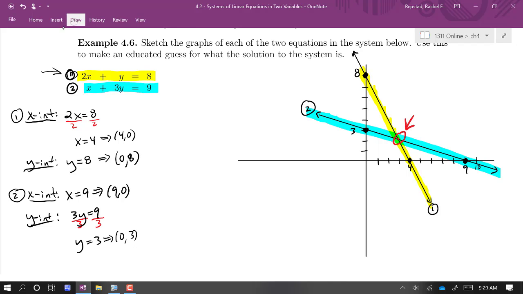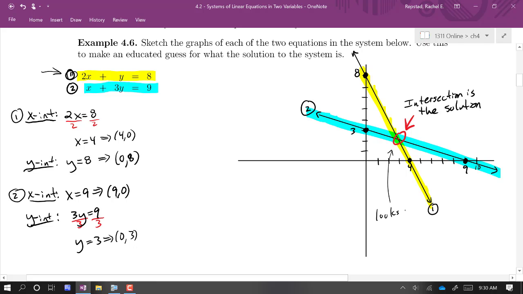So geometrically, we have this concept now that solving a system of equations means we're trying to find the point where those lines intersect. So the intersection is the solution. And we just want to know what that point is. When we graph them, we could say it looks like it's somewhere around the point 3, 2.